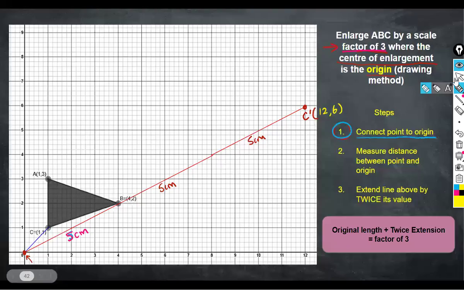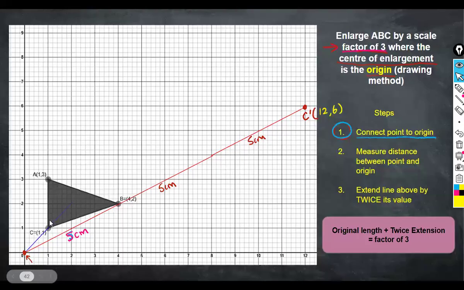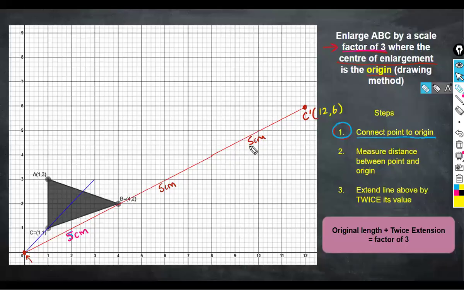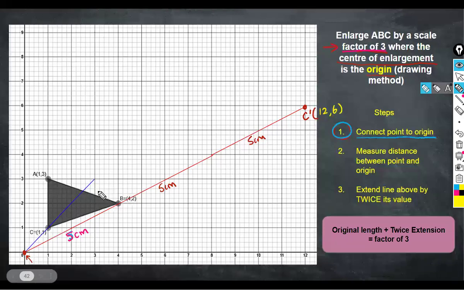If we do that, look carefully here. We're going to take that blue line, put 1 more extension, and then put 1 more extension. If the original part was 2 centimeters, then the full length of that blue line is now 6 centimeters. So that means C prime ends up over here, which is 3, 3.